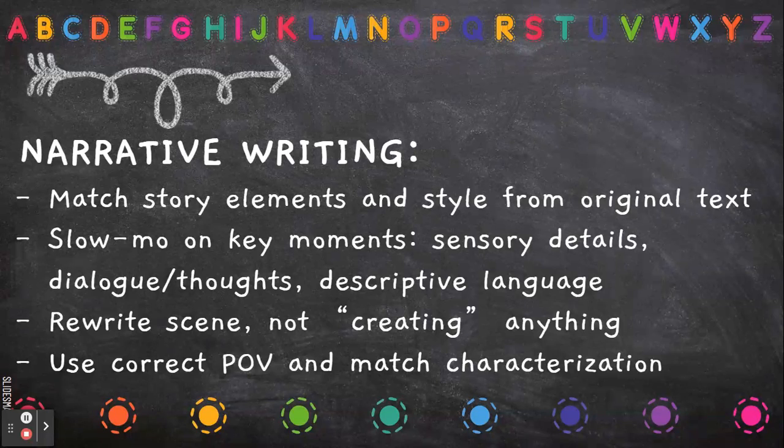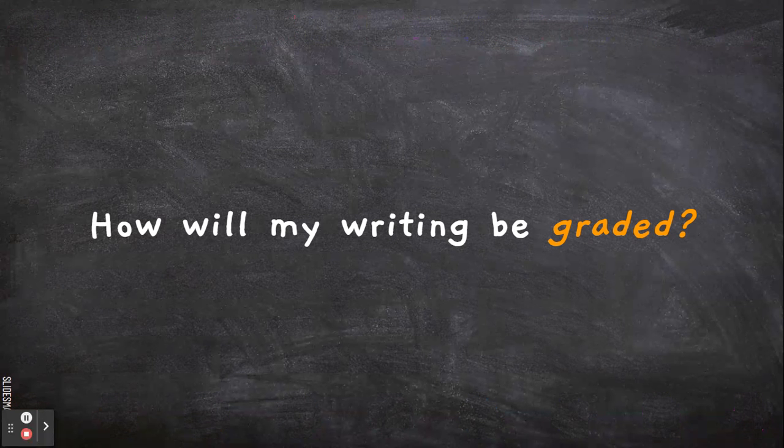Now, some tips for the narrative writing. Remember to match the story elements and style from the original text. Use slow motion on key moments, those techniques of sensory details, including character thoughts and dialogue, and descriptive language. Remember, you're not creating anything, you're just rewriting a scene from a different point of view. So you're matching all the story events from the original, you're just changing the point of view. And be sure to match the characterization.